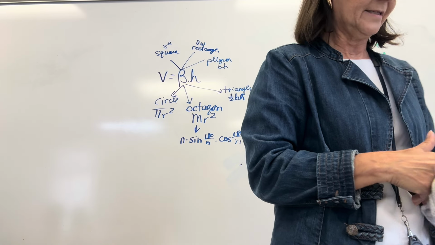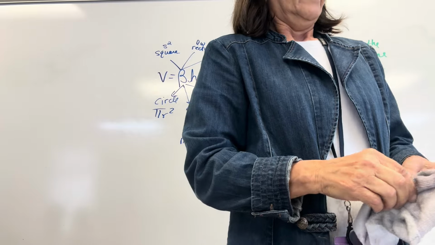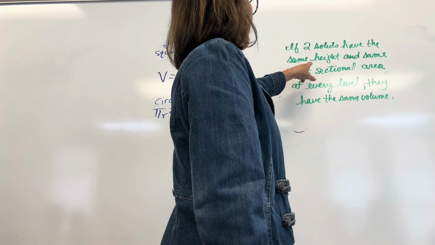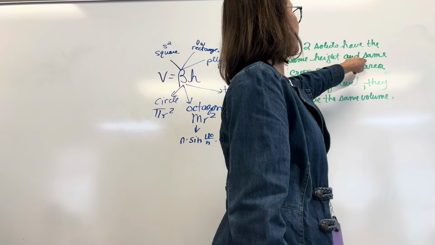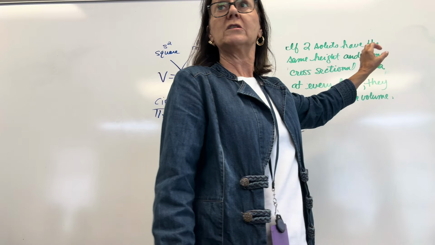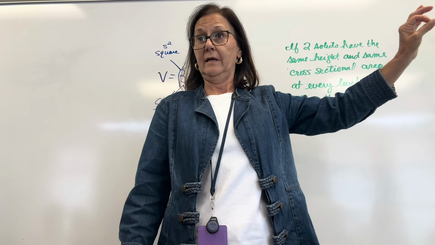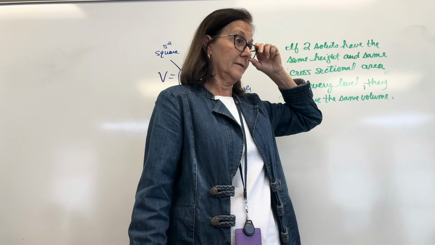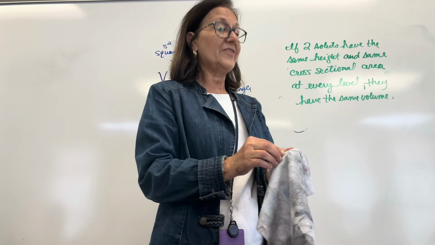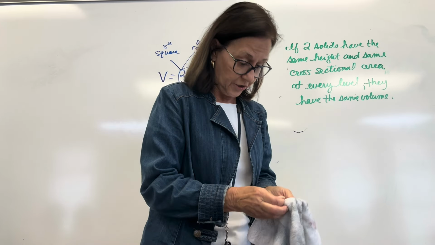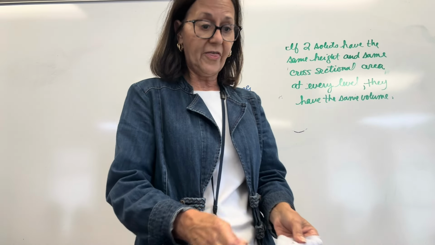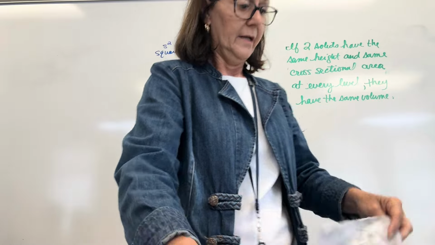Does that make sense? If they have the same base, same height. Or no, if they have the same height and the same cross-sectional area, so that's not the same cross-sectional shape. They can have different shapes. I mean, their areas. But the area of every cross-section, at every intersection of the plane with that solid, is the same.